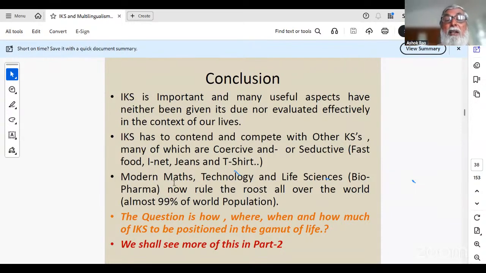Okay. Particularly modern maths, technology, and life sciences, particularly pharmacy, today is completely dominated by Western science. I'm sure all of you have taken Dolo, aspirin, paracetamol frequently. The question is how, where, when, and how much of IKS to be positioned in our life. We will see this in part 2, which I will get to now. Okay.